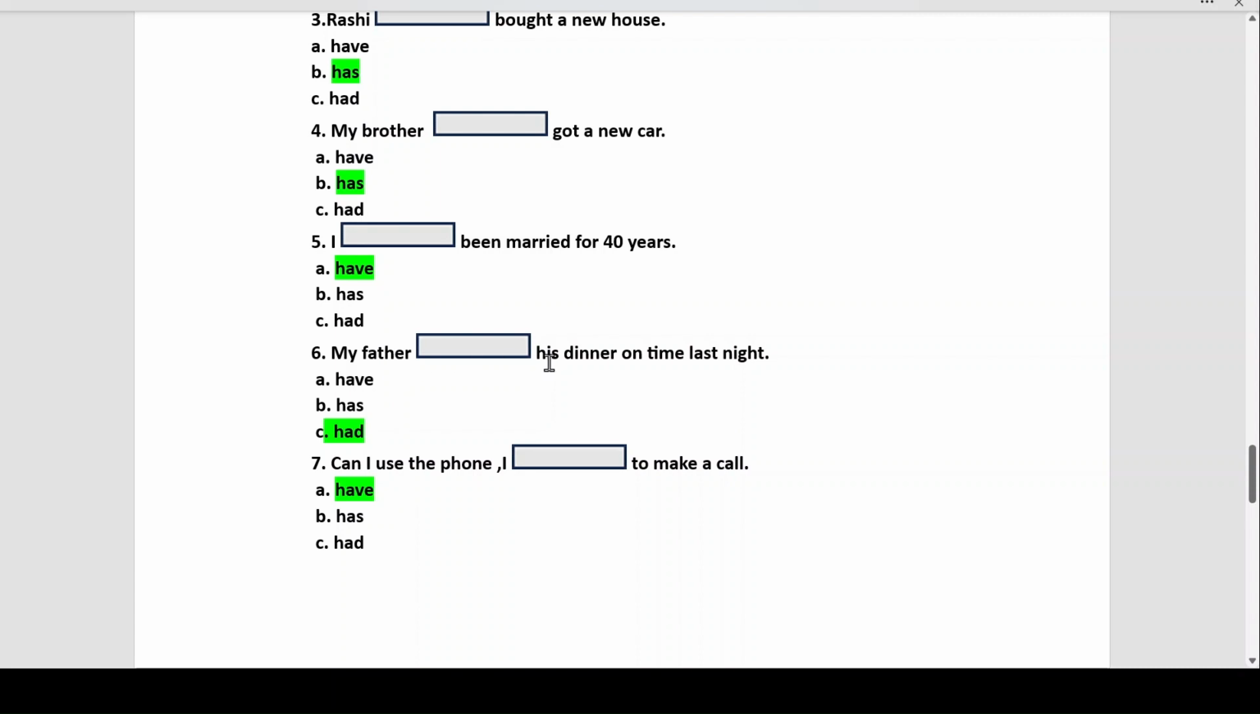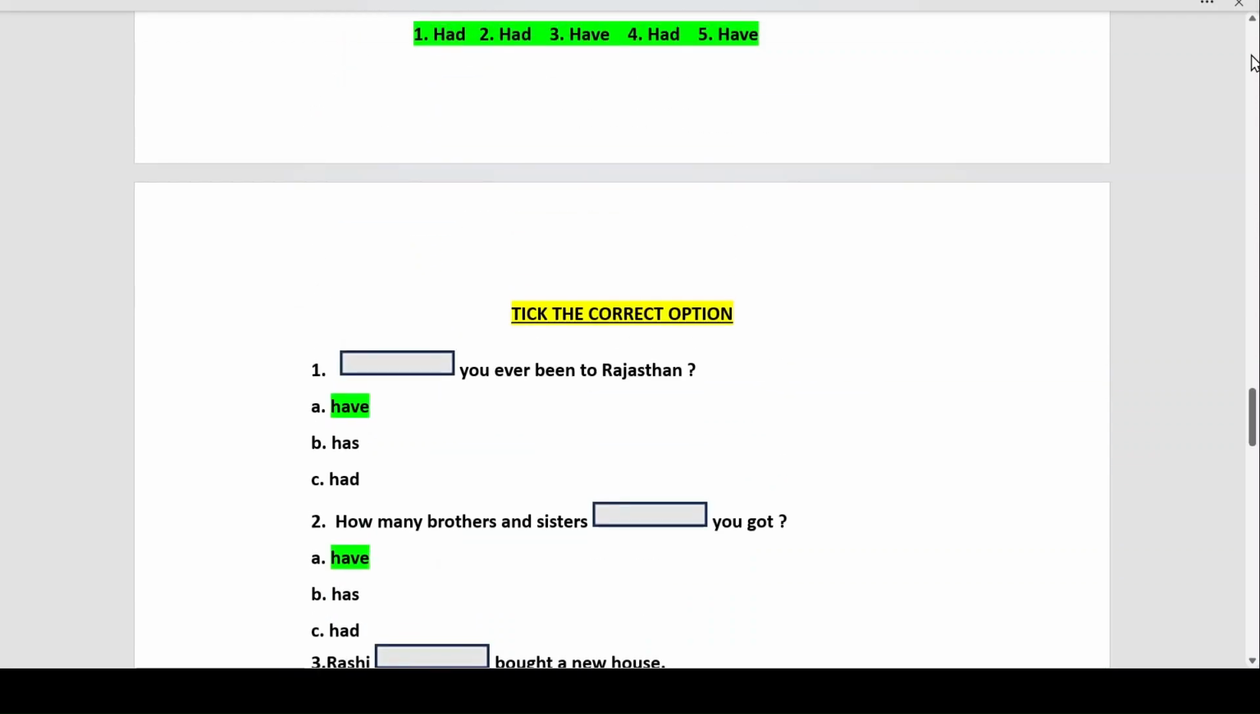My father dashed his dinner on time last night. My father is your singular subject, but on time last night means something which happened in the past, so had. Seven. Can I use the phone? I dash to make a call. Can I use the phone? I have to make a call, because it is to be done in the present time only. So I have to make a call is your correct answer. So with this, we come to the end of your concepts of have, had, and has.